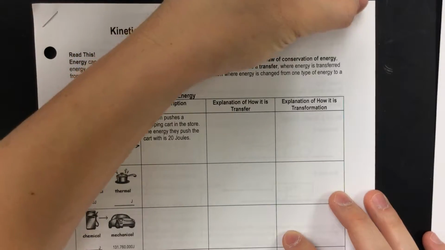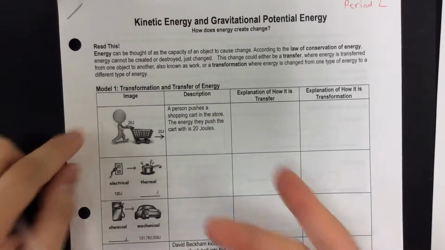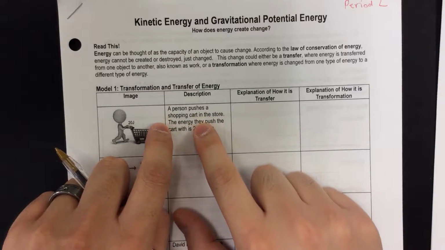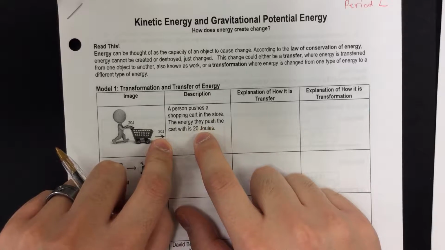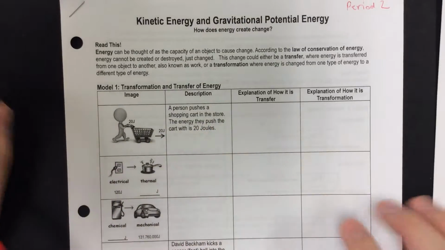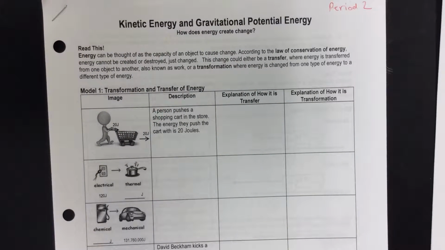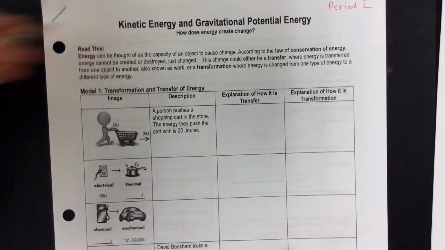Period 2. All right, so first scenario looks like this guy's pushing a cart. Here's the description. A person pushes a shopping cart in the store. The energy they push the cart with is 20 joules. Okay, so explain how it is transferred. You're looking for if energy is changing from an object to a different object, in which case it does, right?